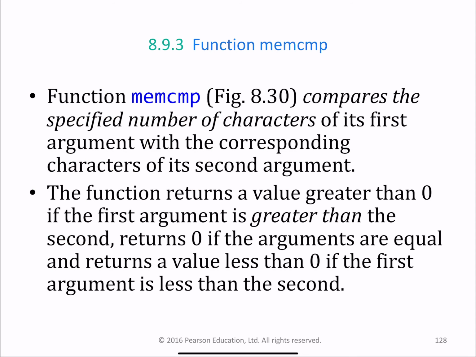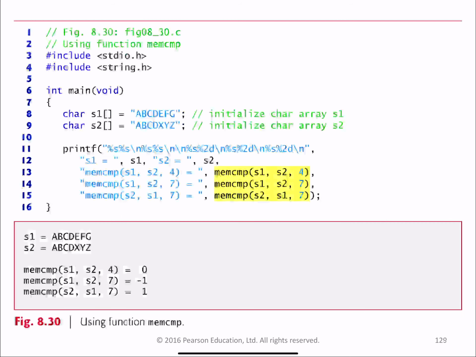Then we have the memCompare function. That's pretty straightforward stuff. So we have, again, two character arrays, one called S1, one called S2. S1 contains uppercase characters A, B, C, D, E, F, G. S2 contains uppercase characters A, B, C, D, X, Y, Z. And obviously the first four characters in both strings are the same.